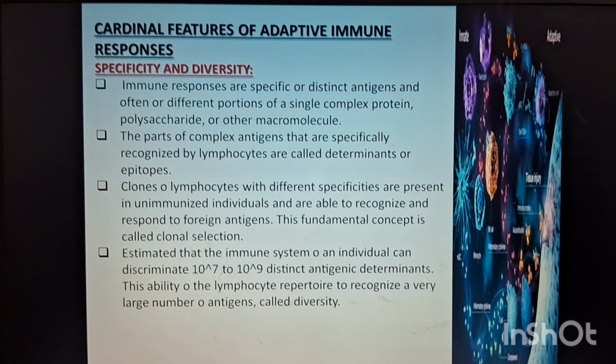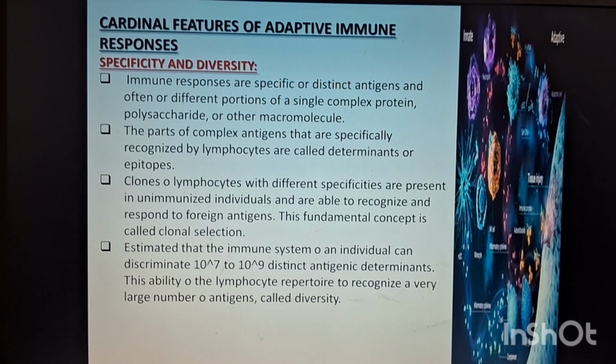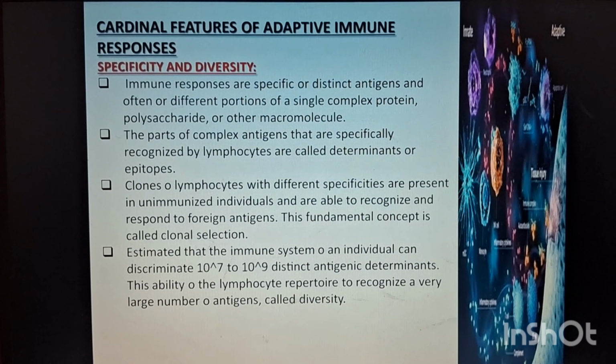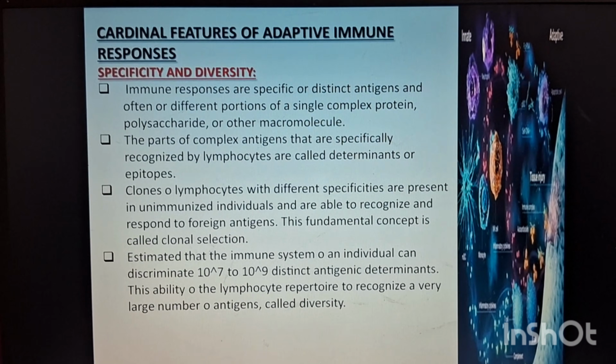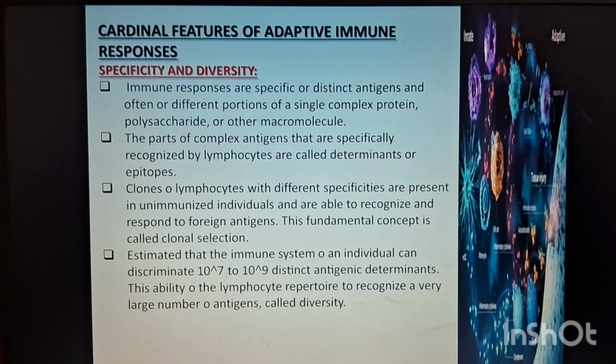It is estimated that the immune system of an individual can discriminate 10 to the power 7 to 10 to the power 9 distinct antigenic determinants. This ability of the lymphocyte repertoire to recognize a very large number of antigens is called antigen diversity.